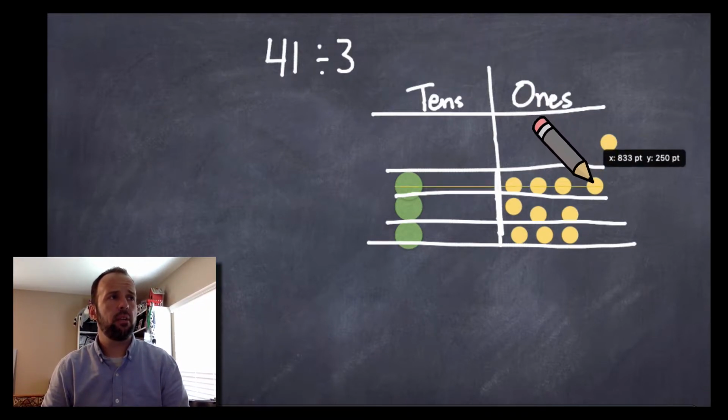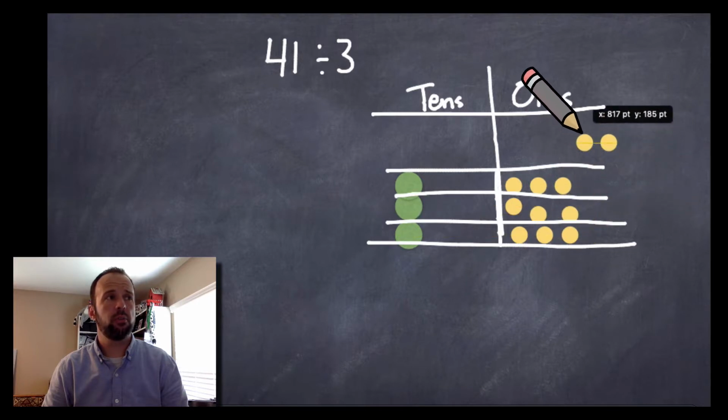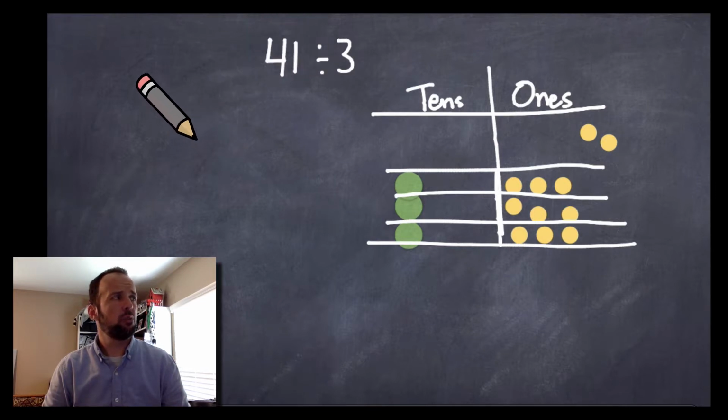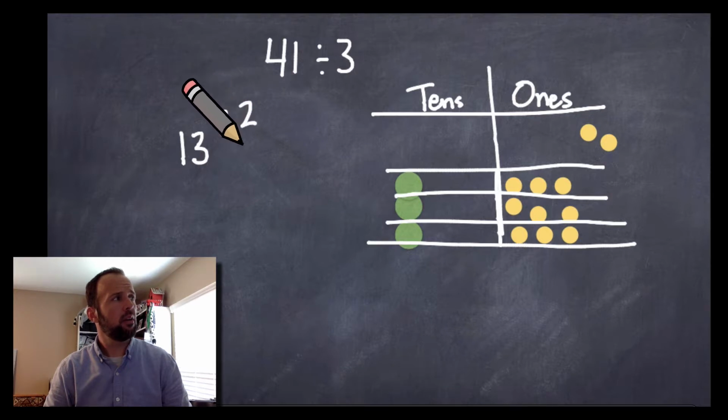It would make these other groups have different numbers, right? It's not going to work. So what I end up with here is 10, 11, 12, 13 with a remainder of 2. Each group has 13 with a remainder of 2.